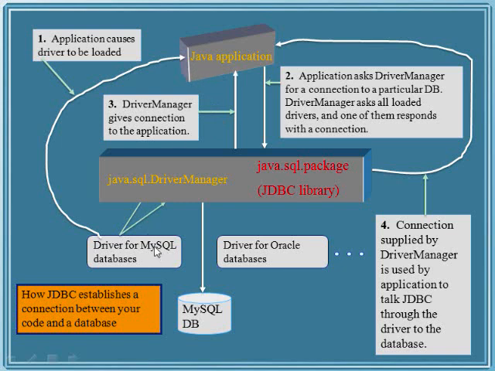Suppose you want to send a query that returns a result set. Prepare that statement first. Prepare an object of type statement. Send it across, tunnel it across this connection. It will go here. The driver will do the appropriate translation and other things. The results will be sent back to you as the result set.